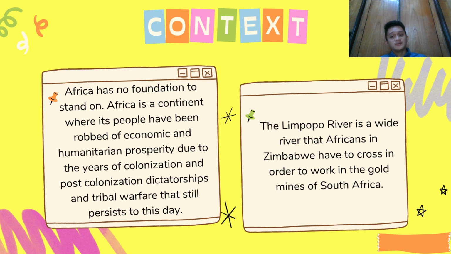Now, in the first song, the Limpopo River is a wide river that Africans in Zimbabwe have to cross in order to work in the gold mines of South Africa. Let's listen to it.